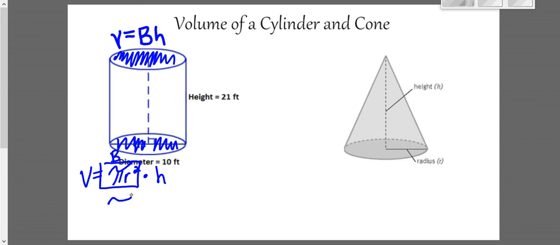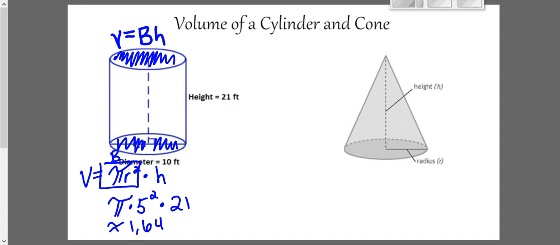So in my calculator, I'm going to type pi times 5 squared times 21. And I should get approximately 1,649.3. So my answer is 1,649.3 feet cubed. We label volume with cubed.